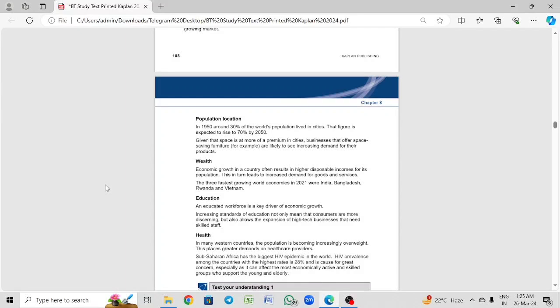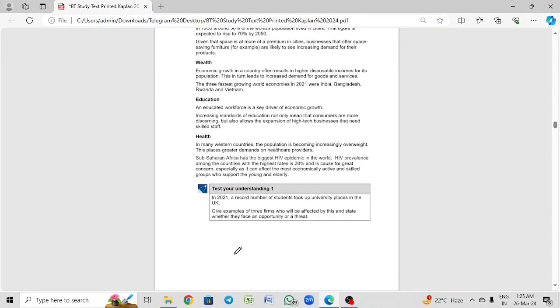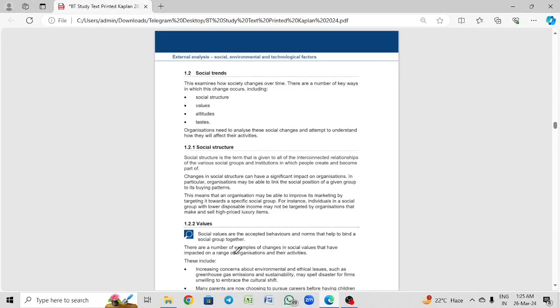Then there's the wealth. Whether more people are saving or they are spending more, whether they have a higher disposable income or not. So all these factors are there. What is the education rate? What is the health status? So this is the way the social factors affect the business environment.